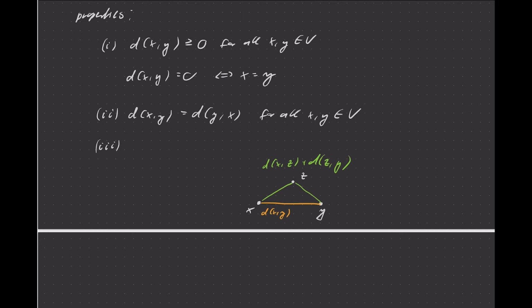So that's something that we want of a distance function. The direct distance d of x, y is less than or equal to the distance that we get if we take the detour over z. And again, for all x, y, z in V. And this is called the triangle inequality for distances.